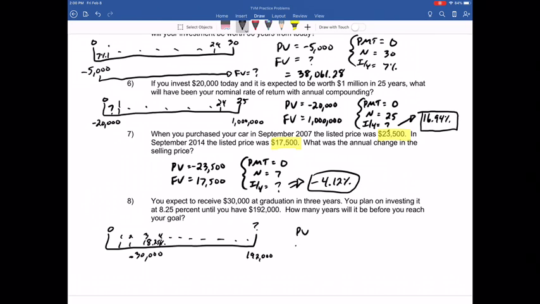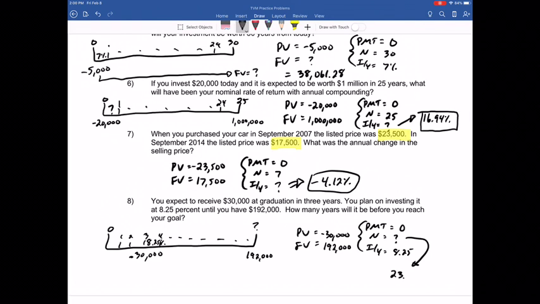So once again, I have present value, future value, payment, N, and IY. My present value is the $30,000 I am going to invest. The future value is the $192,000 that I wish to have. I still don't have a payment. The N is what I'm solving for, and the IY is 8.25%. When I solve for the N, I end up getting a value of 23.42. What is this in terms of actual time frame? It is 3.42 years, since everything over here was input on a yearly basis.